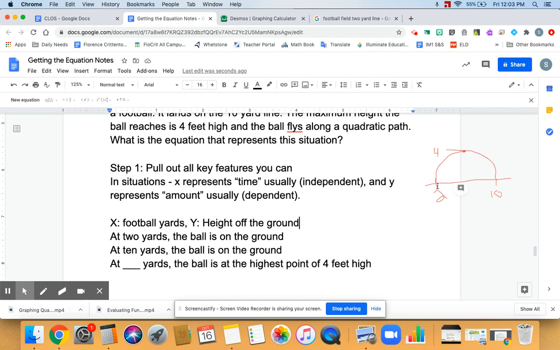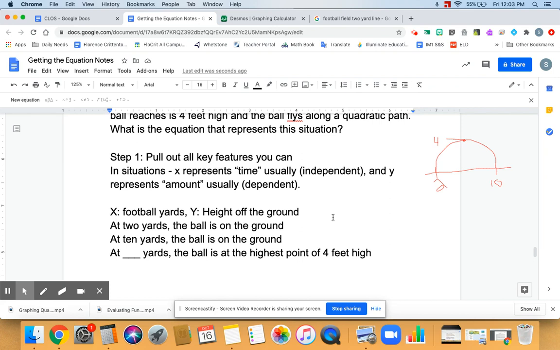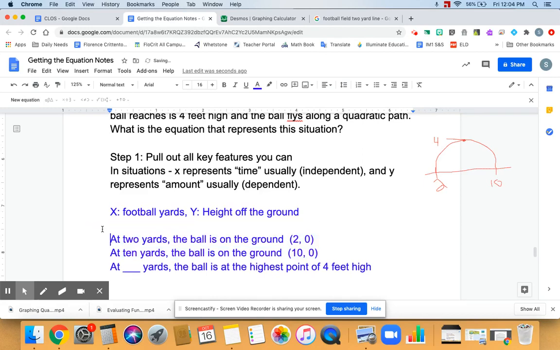Because if it's at 2 yards, it has no height. Then it goes up, up, up, and then it starts to come back down. And at 10 yards, it also has no height because it's on the ground. So if I were to write at 2 yards, the ball has no height. So the x is 2, and the y is 0 because there's no height. Also, at 10 yards, the ball has no height. It hits the ground at 10 yards. So in our situation, what type of points are these? Is it the x-intercepts, the y-intercepts, the vertex? These are my 2 x-intercepts.